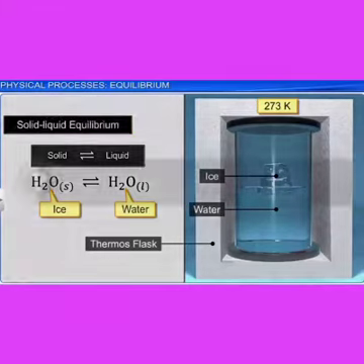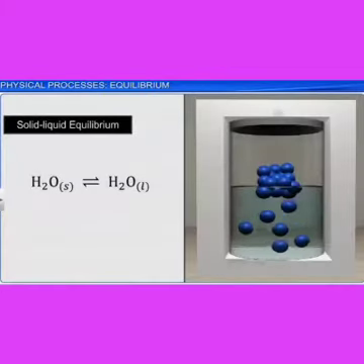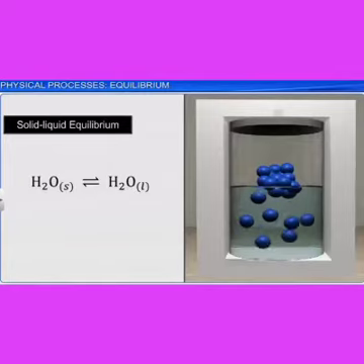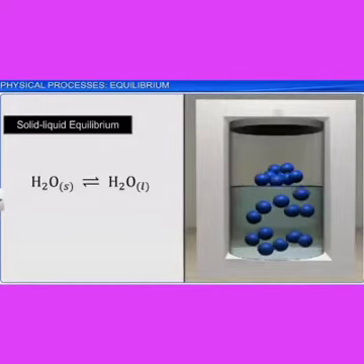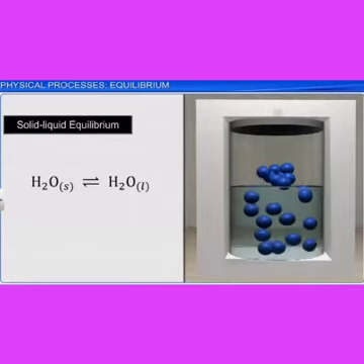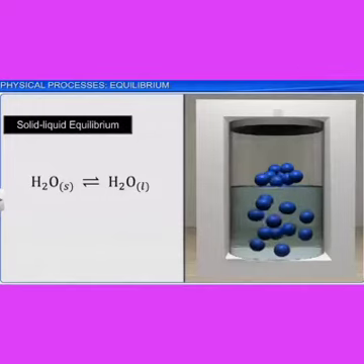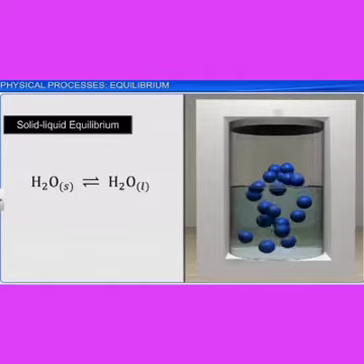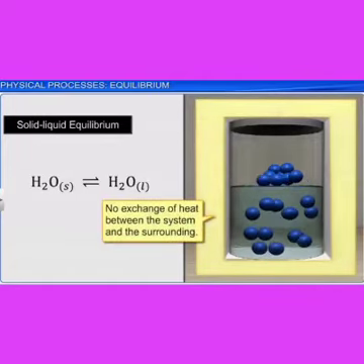Ice-water equilibrium is a dynamic equilibrium, where the number of molecules going from ice into water and the number of molecules going from water into ice are equal. As the rates of transfer of molecules from water to ice and from ice to water are equal, there is no change in the masses of ice and water. Since the system is insulated, no exchange of heat between the system and the surroundings is possible, and hence the temperature remains constant.